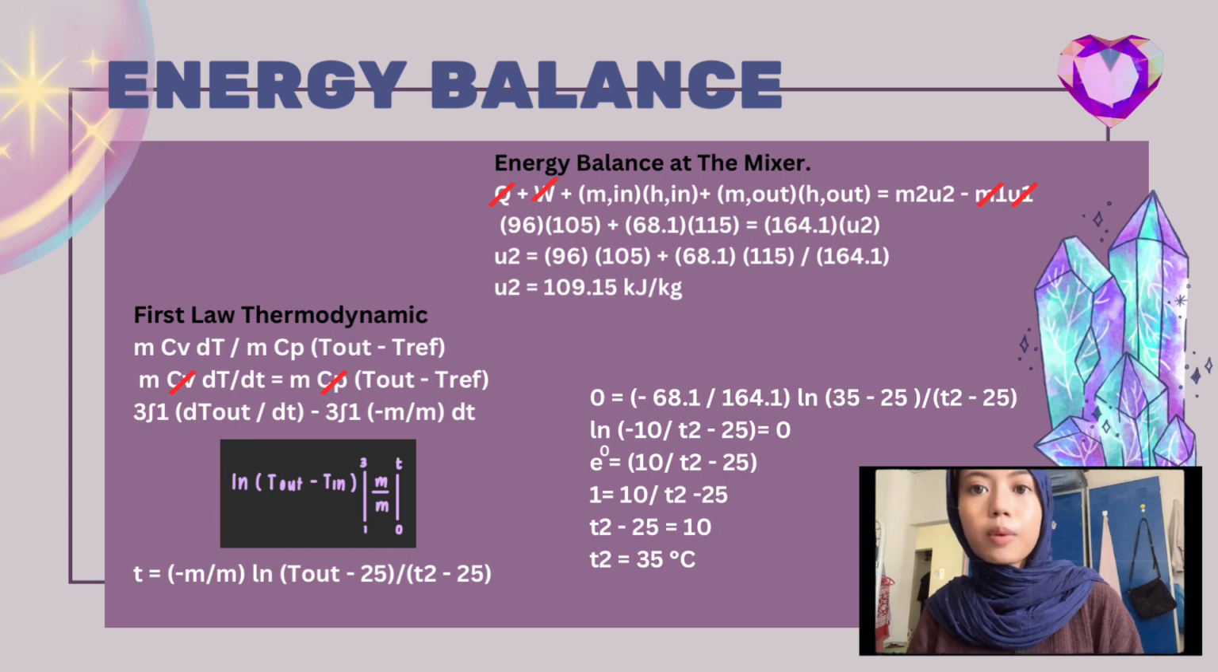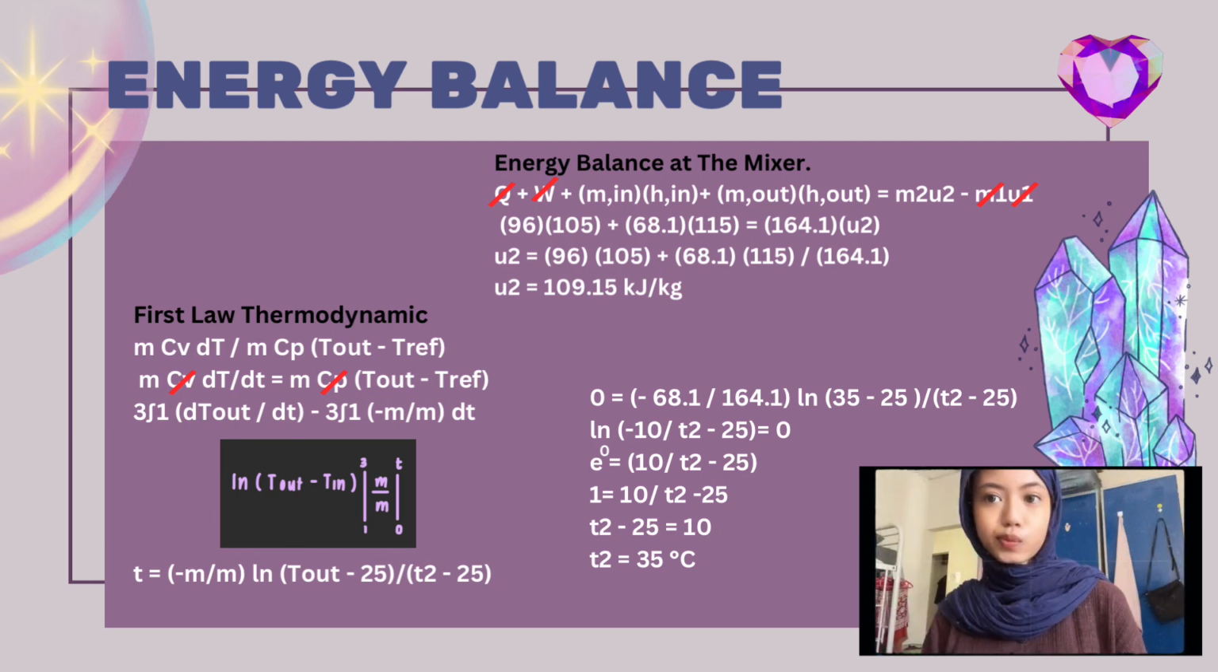Since no information is provided, eliminate W and M1 U1, and eliminate Q since it states that the mixing tank was insulated. Substitute and determine the value of U2. Then U2 was obtained, which is 109.15.